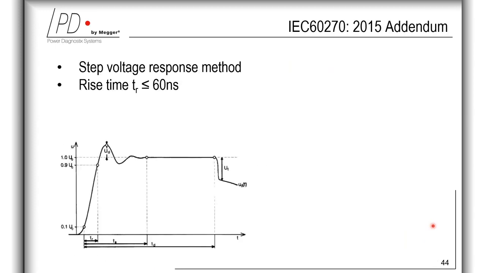With the addendum of 2015 of the IEC 60270, an additional calibration method, also called the step voltage response, was introduced. With this addendum, the rise time was set to a maximum of 60 nanoseconds and the time to steady state no longer than 200 nanoseconds, which is TS here. The stable step voltage duration, TD, is to be at least 5 microseconds. And the absolute voltage deviation, delta U, is not larger than 3% of U0, where U0 is the step voltage magnitude.